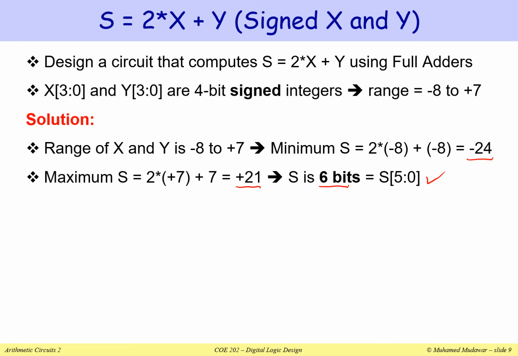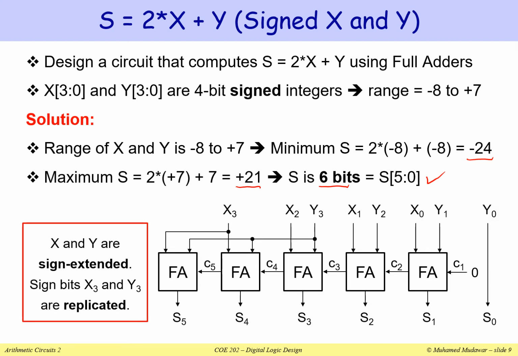So now I would like to design a circuit that does this calculation 2 times X plus Y. The trick is to use shifting. So to multiply X by 2, I need to shift X to the left by 1 bit. So here's my circuit. When I shift X to the left, then I'm going to add X0 plus Y1. I'm going to add X1 plus Y2 and so on. This Y0 will be added to 0. Okay, so let me write here +0.